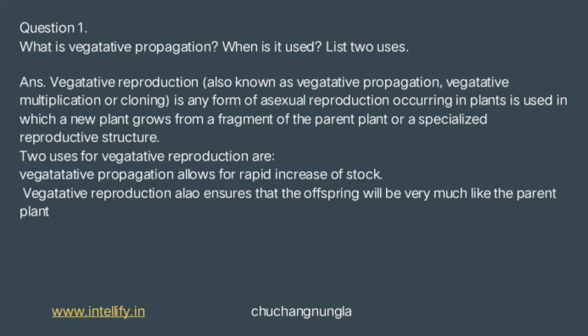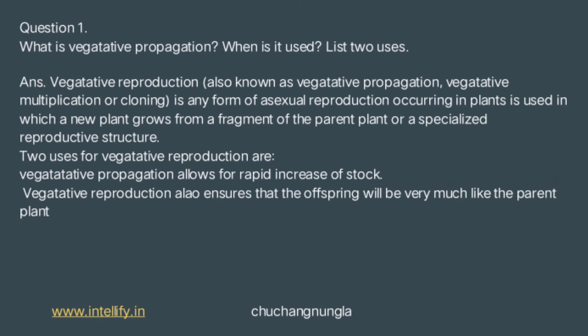So, vegetative reproduction, also known as vegetative propagation, vegetative multiplication, or cloning, is any form of asexual reproduction occurring in plants. It is usually used for growing new plants from a fragment of the parent plant or a specialized reproductive structure. Two uses for vegetative reproduction are: vegetative propagation allows for rapid increase of stock, for example potatoes. It also ensures that the offspring will be very much like the parent plant.